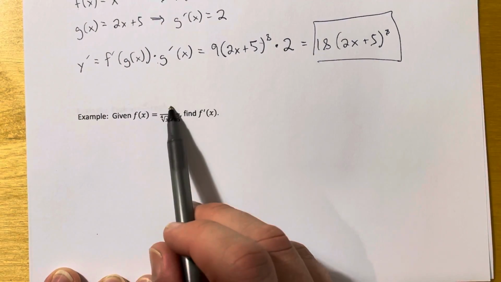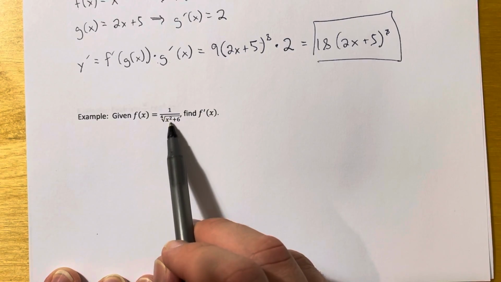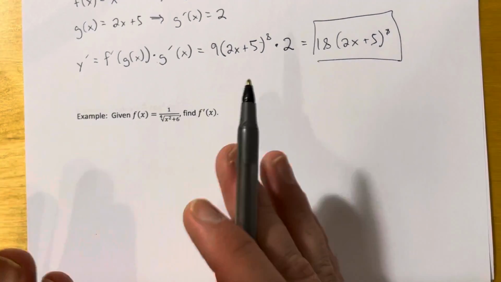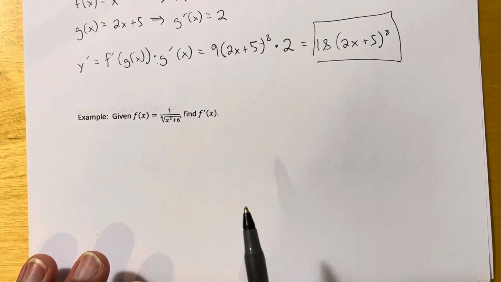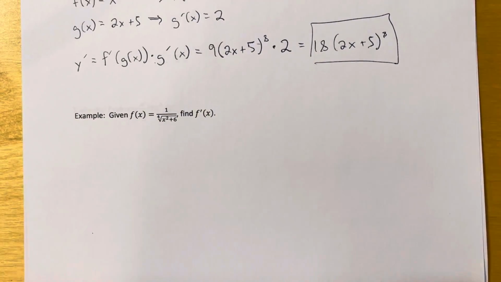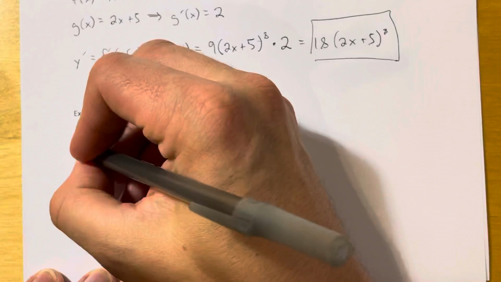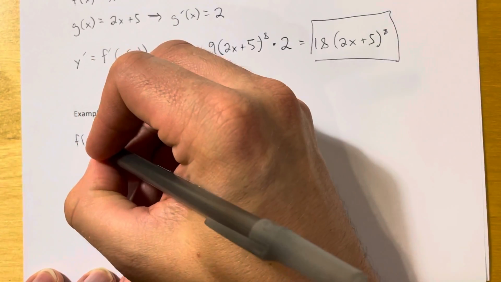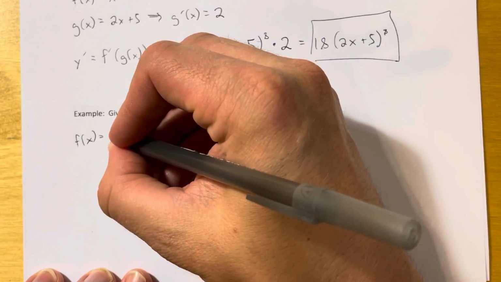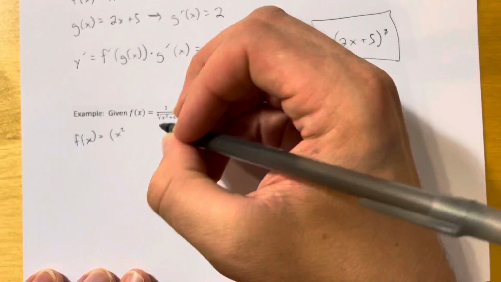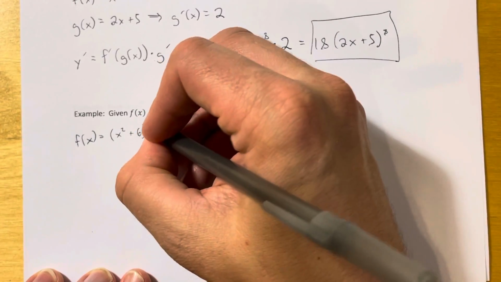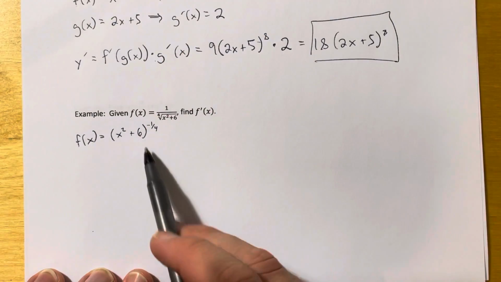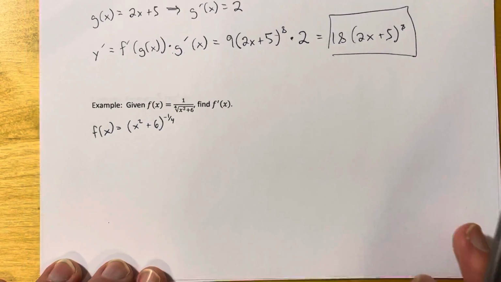It's f of x equals 1 over the 4th root of x squared plus 6. I'm just going to rewrite that as a power function, or a composition of something with a power function. So I'm going to write f of x equals this, x squared plus 6 to the negative 1/4 power. This is the same thing as this, okay?